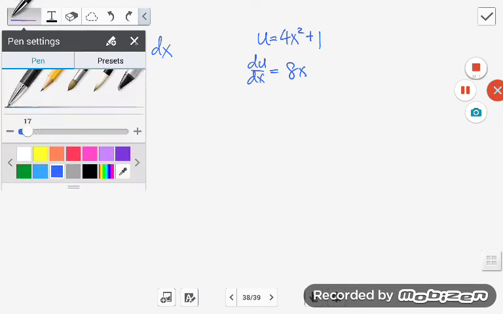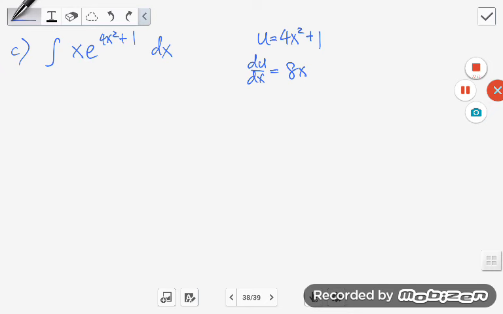Since 8 is something that I don't want, I can say my x is equal to, because right now this is my x, right? So my x is equal to 1/8 of du dx. Does that make sense? I'm just multiplying 1/8 to both sides. So my x, which is what I have over here, is equal to 1/8 of du dx. So now I can continue the process.